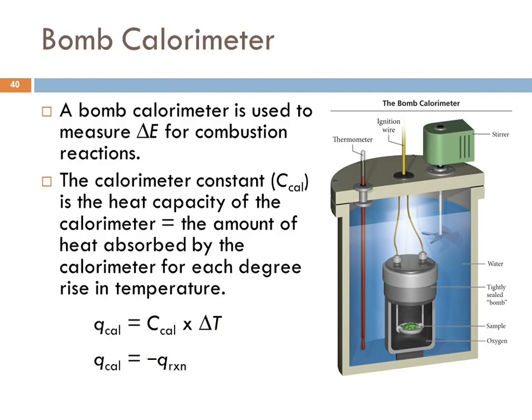The calorimeter is not changing in mass. The calorimeter has a particular mass, and so it has a particular heat capacity. This is not the specific heat capacity, this is just the heat capacity. So we can measure delta T, we know what this is, so then we can figure out what Qcal is. Qcal is the opposite of Q reaction. The heat given off by the reaction is equal to the heat gained by the calorimeter.